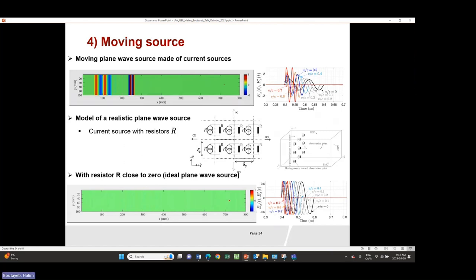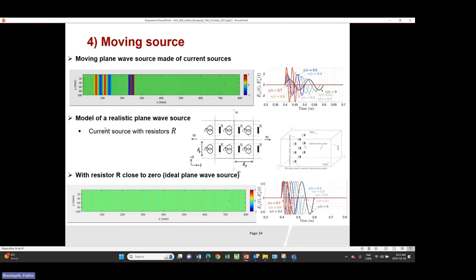Then here we plot, for different V over C, what happens to the amplitude. We can see in black here, it is for V equals zero, and the others when we increase V over C. The amplitude is increasing. And if V equals C, so if the speed of the moving source is equal to the speed of light, then the amplitude becomes infinite.